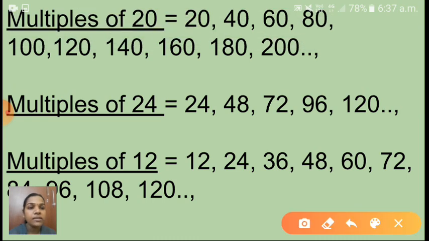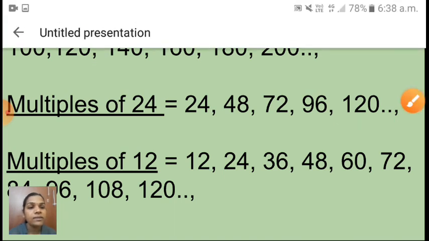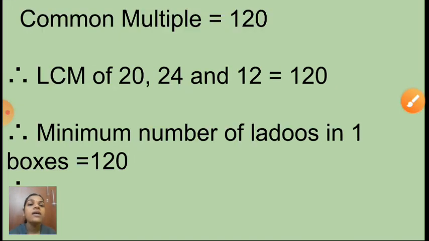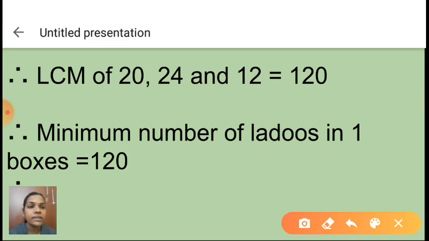Yes, see these three multiples, children, three lines you have to see. Yes, 120, 120, 120. So this is the common multiple, and the LCM of 20, 24 and 12 is also 120. Understood, children? Yes, the common multiple is 120.